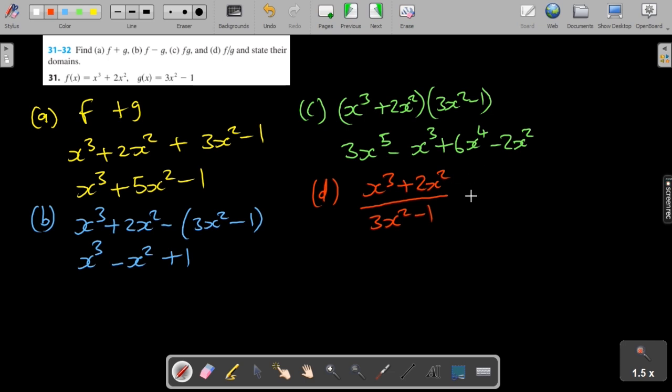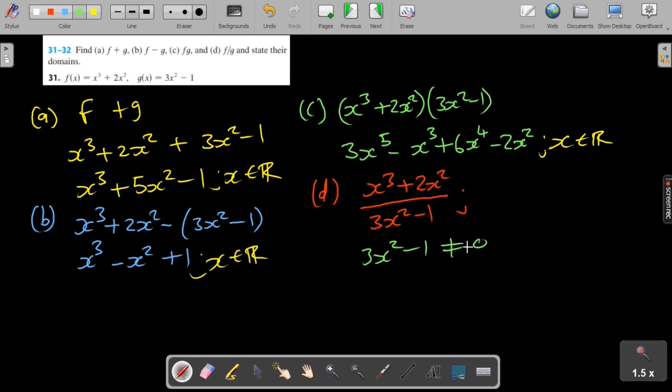And just as an addition, we can add conditions to each of these functions. So here, x can be anything. Here, x can be anything as well. And the same applies here. X can be anything. But here, x has to be restricted. We don't want that denominator to be 0 because we don't want division by 0. So to make sure that that doesn't happen, then we're going to make sure that this is not equal to 0. And you can work this out.